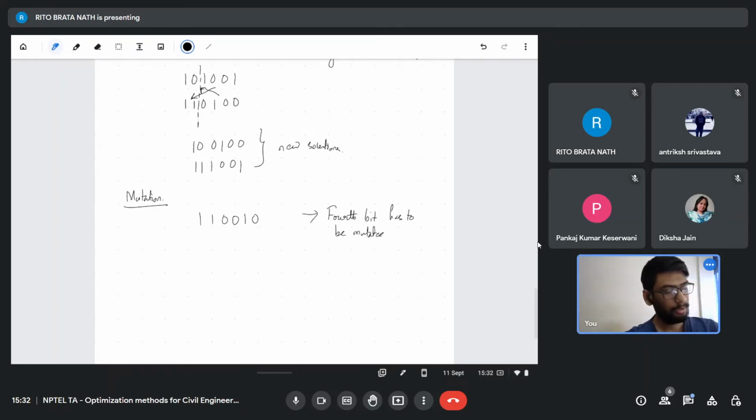Okay, so now in this case, which one is the fourth bit? Do I count it from this side or from this side? So what do you do in this case? Is it this one or this one?